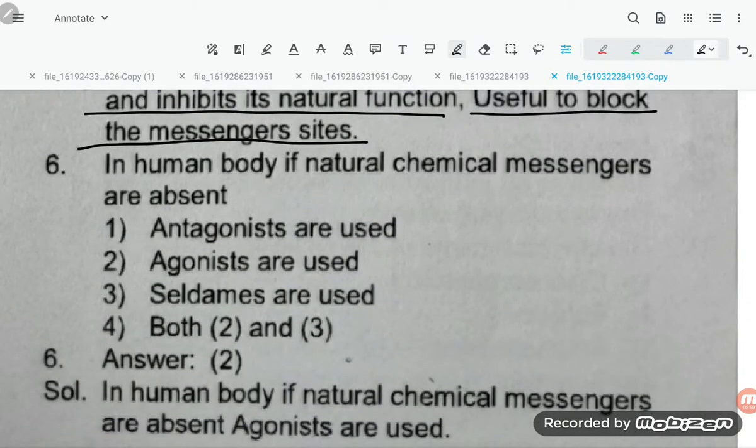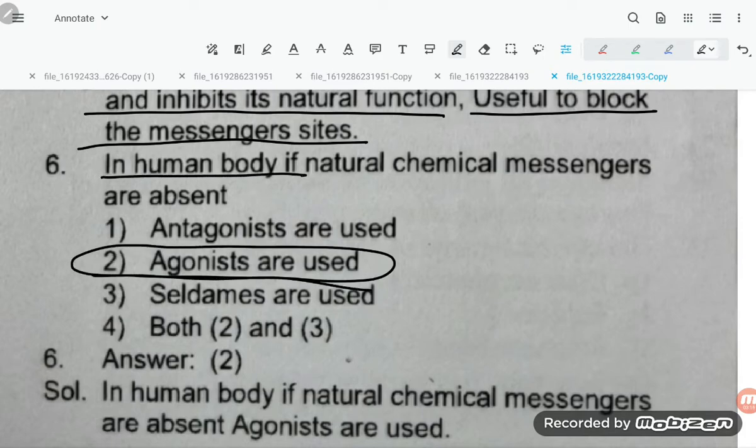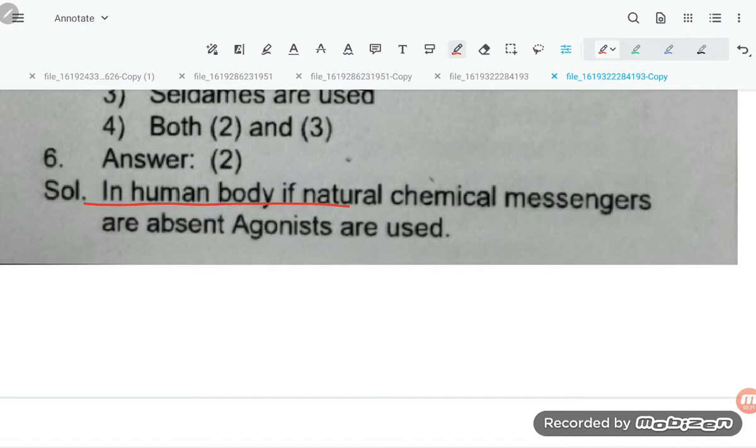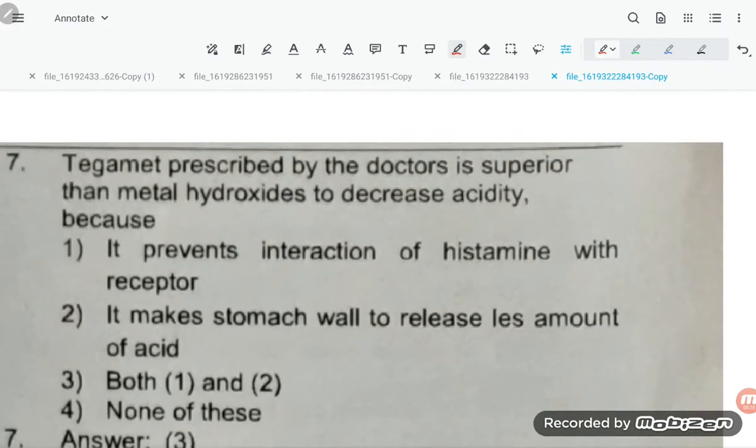In the human body, if natural chemical messengers are absent, then agonists are used.